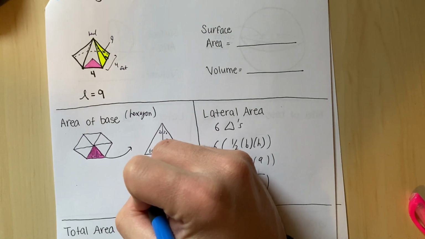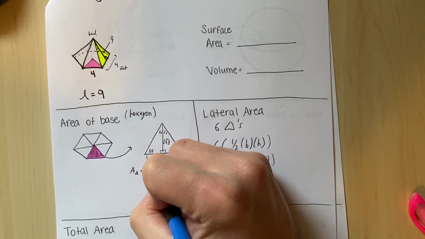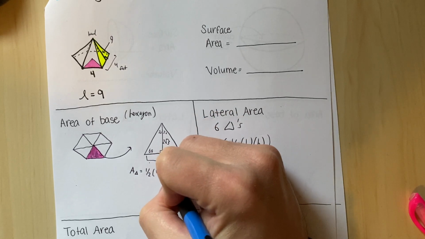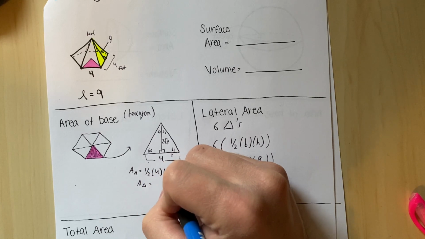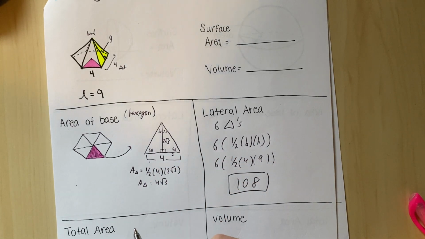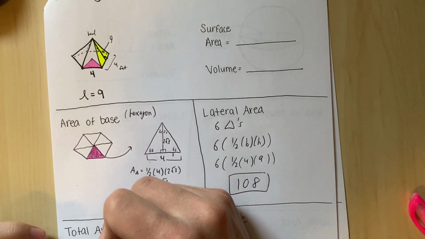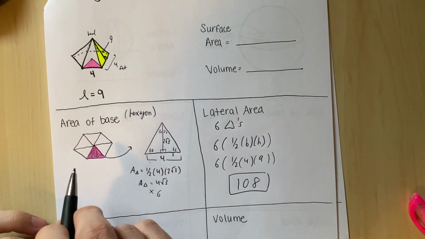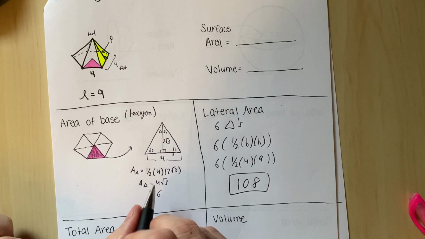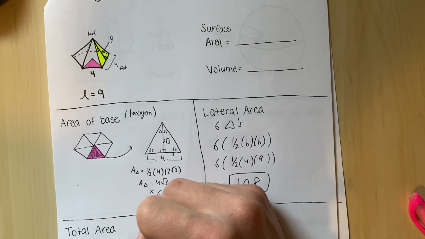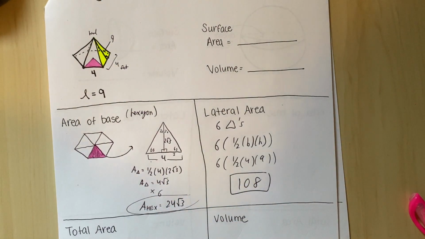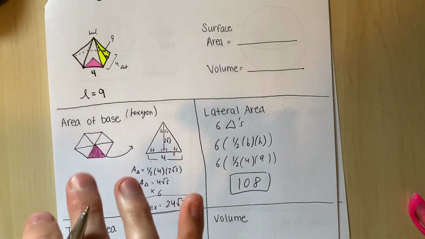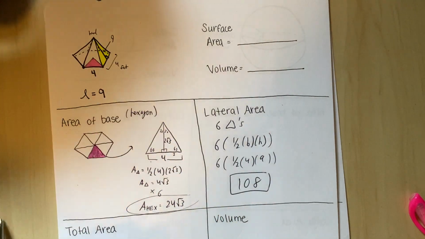So the area of that triangle would be half times the full base times the height. So the area of the triangle would be 4 square root of 3. That's one triangle, but there are 6 triangles in a hexagon, so we multiply this number by 6. So the area of the hexagon is 24 square root 3. Okay? Basically all last chapter. So just look at the visuals and you should be able to find all of that.